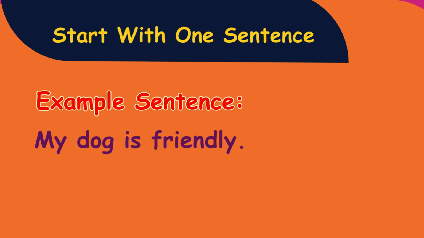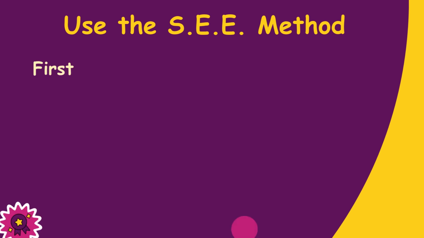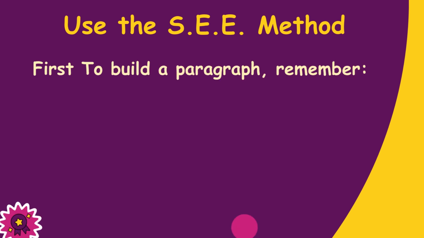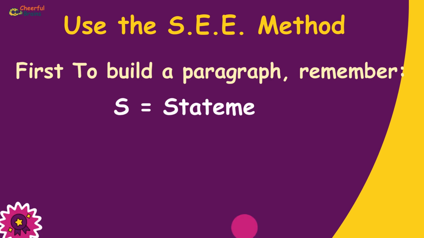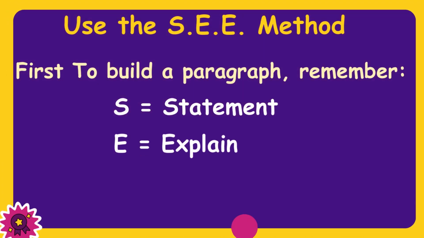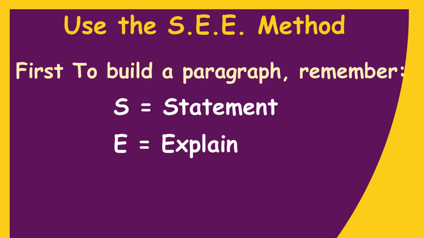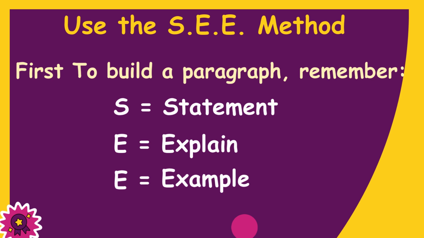So, to build a paragraph, we use a method called the SEE method. S-E-E. Easy to remember. Therefore, to build a paragraph, you need to remember first the S, which stands for statement, the main idea. The second is the first E, which stands for explain. At this point, you give more information. And the last E is for example. At this point, you show how it happens in real life.